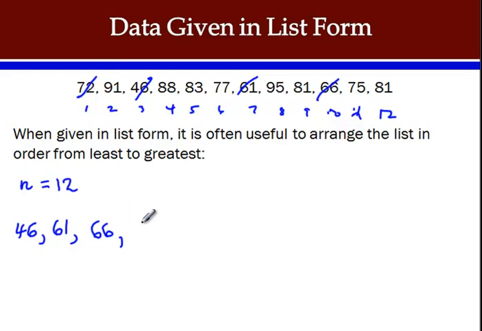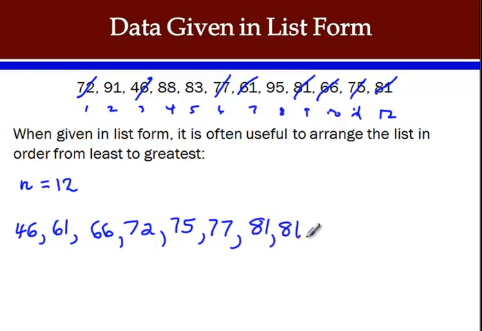then 72, 75, 77, and I see that there are two 81s in my list. I must list both of them. And I see an 83, and 88. I also see a 91 and a 95.